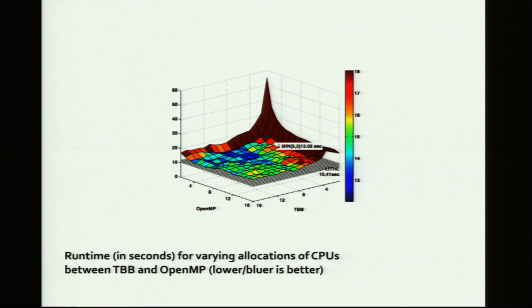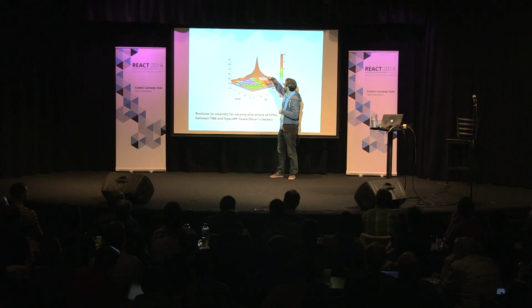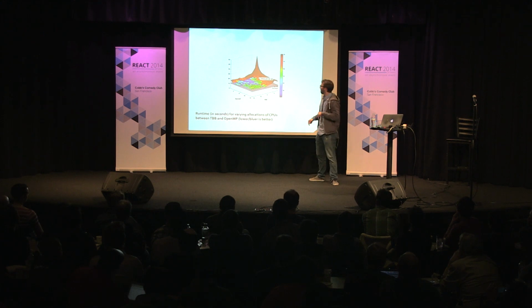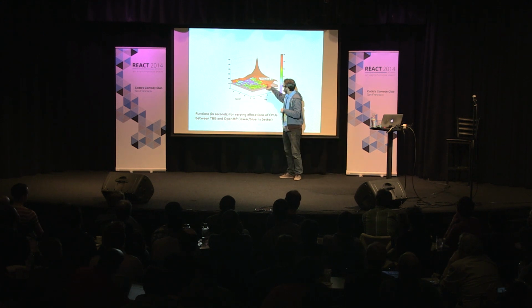Okay, so in this corner, this is giving 16 cores and 16 cores, so they're completely competing for resources. And in this corner over here, we're giving basically no cores and no cores. Lower is better. So over here, it's a bit more expensive. The minimum is somewhere over here. It's not actually 8, 8.